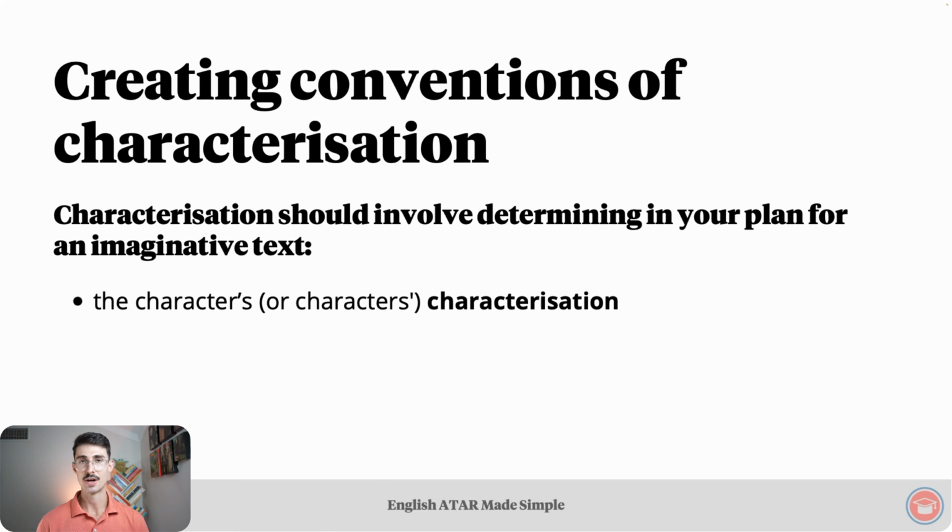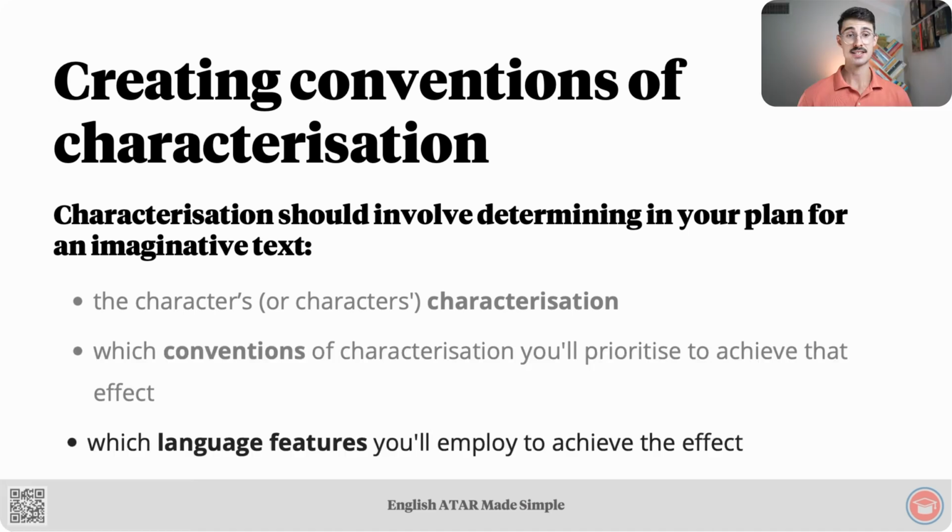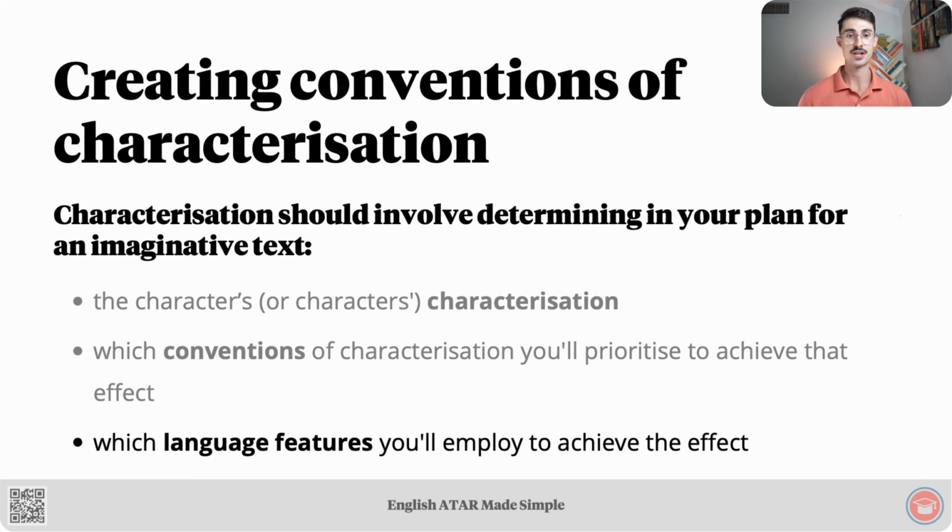In other words, use one or more adjectives to describe the character. Then, which conventions of characterization you'll prioritize to achieve that effect. Once again, those conventions of characterization are behavior, body language, characters' thoughts, dialogue, name, narratorial commentary, reactions of other characters, physical appearance, and setting. Our last step in the process involves determining which language features you'll employ to achieve the effect. If you've determined that dialogue is a convention that you'll prioritize, you might, for instance, decide to employ slang and filler words.